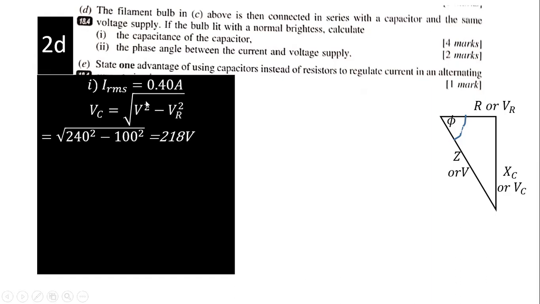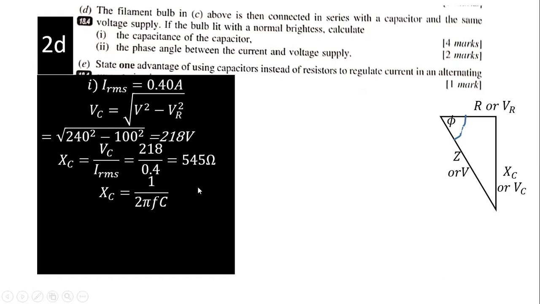This is the voltage supply, 240, and VC is 218. Then you can calculate your XC. Before you can calculate your capacitance, you have to calculate your XC: VC over I root mean square. 218 over 0.4 is 545.